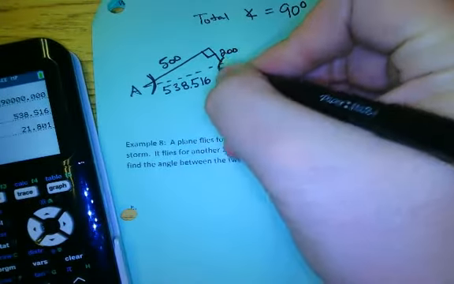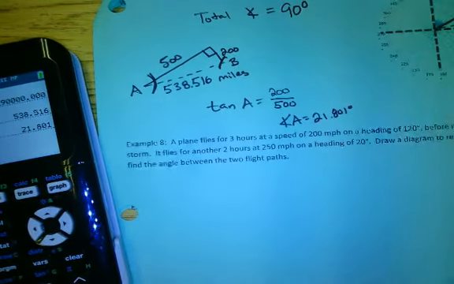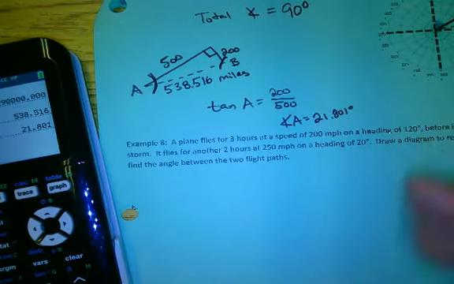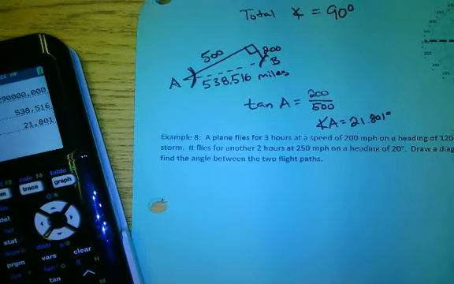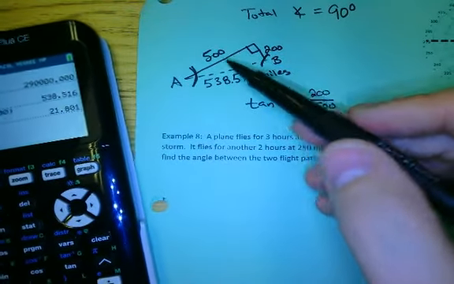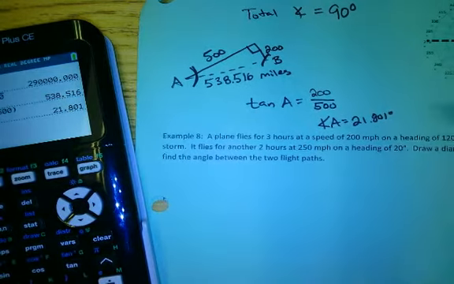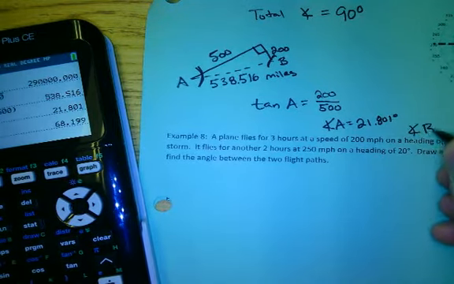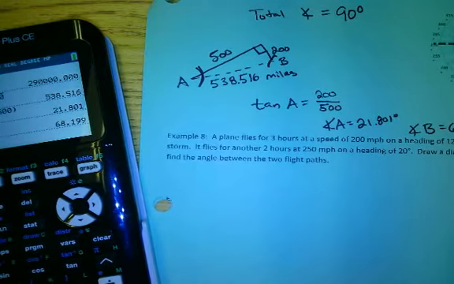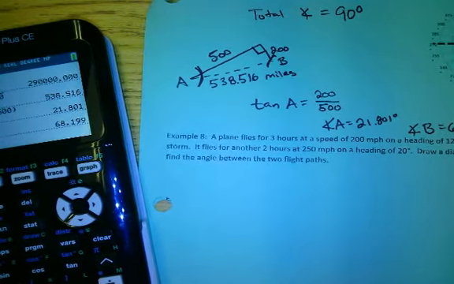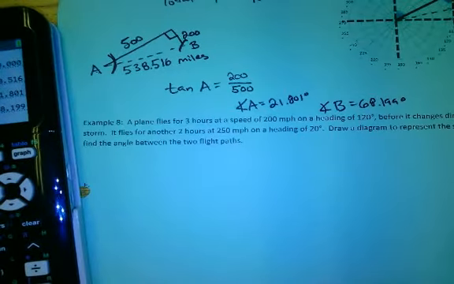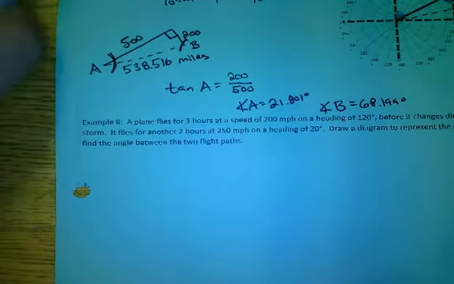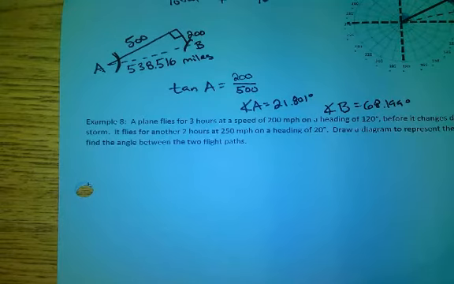If I create an angle B, how would I find angle B? Since we know the whole triangle is 180, we already have 90 spoken for. We have another 21.801 spoken for. So you're just going to do 90 minus that previous answer, and you're going to get 68.199 degrees. So right there. Any questions so far?